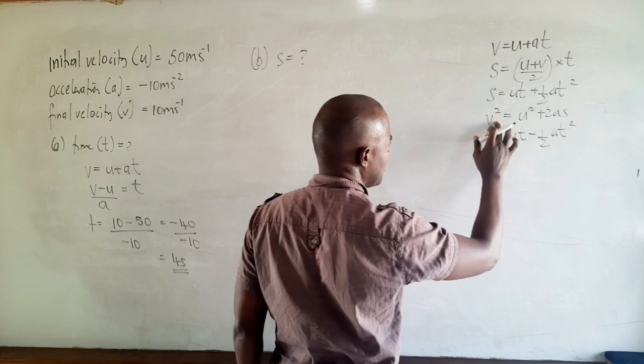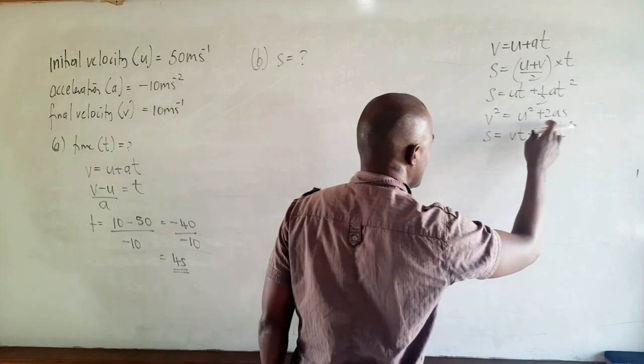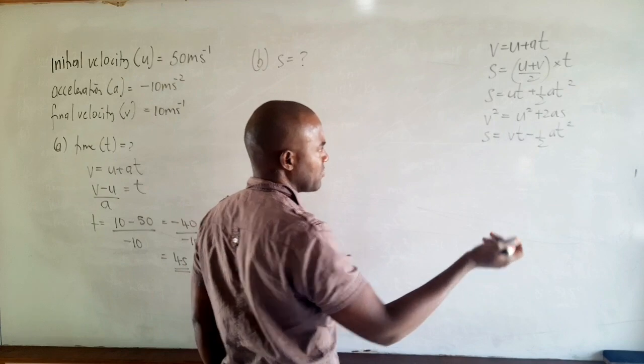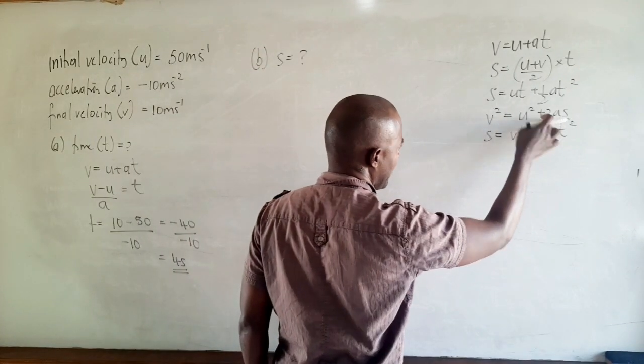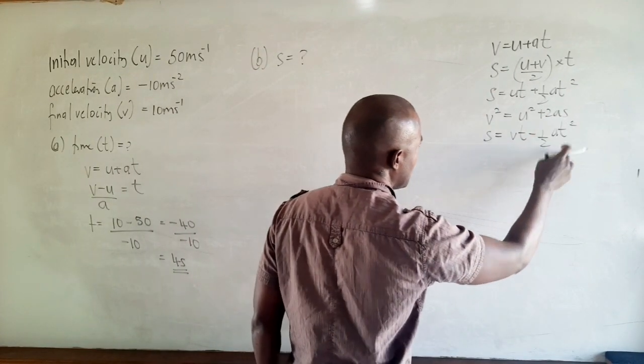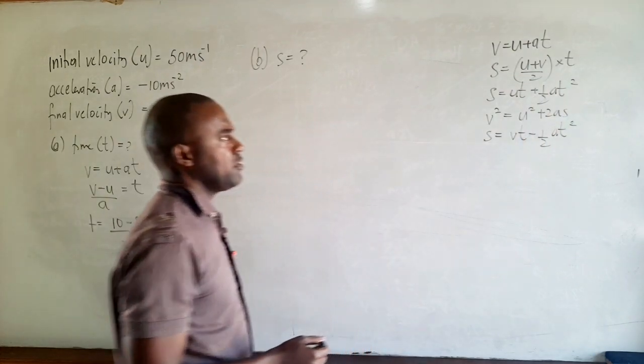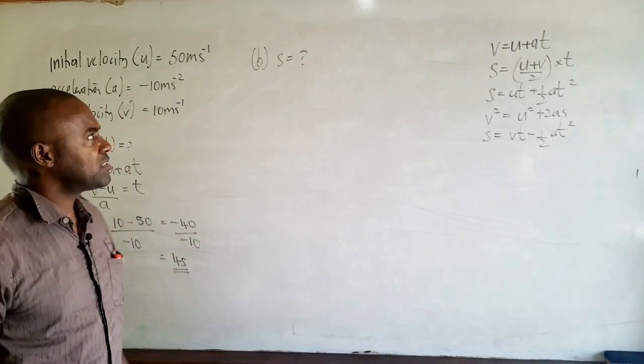Likewise, we can use this version as well, but that would require us to basically transpose for S, or to substitute the values and then solve for S. And we can also use the last one, but we will use the second. S equals U plus V over 2 times T.